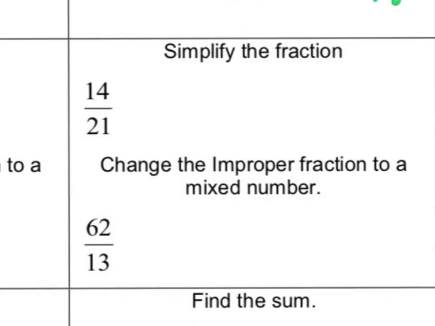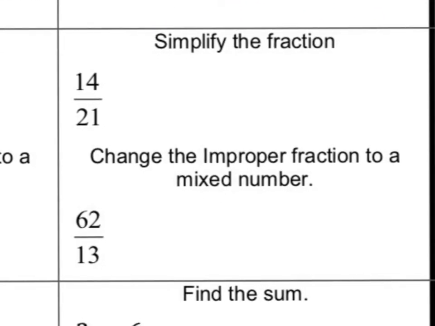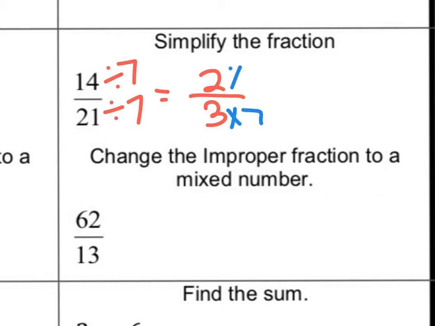For the next one, it says simplify the fraction. What number can go into 14 and 21? What number does 14 and 21 have in common that they're both divisible by? And that one is going to be the number, let's see, 7. Because 7 can go into 14 twice, and 7 can go into 21 3 times. So it is 2/3, and we want to prove it. We can go backwards, and it shall give us back our 14 over 21.